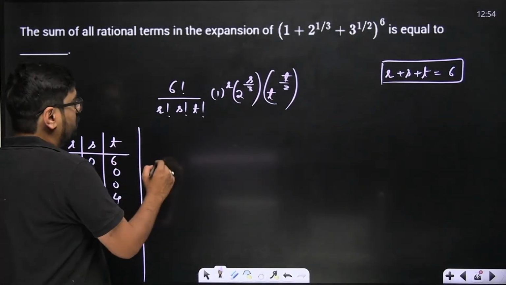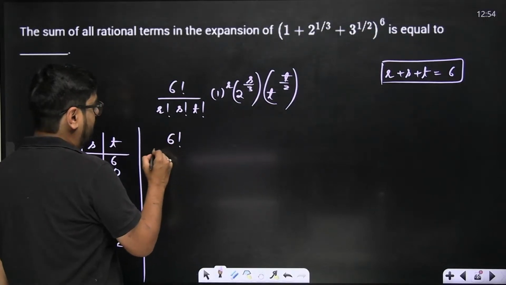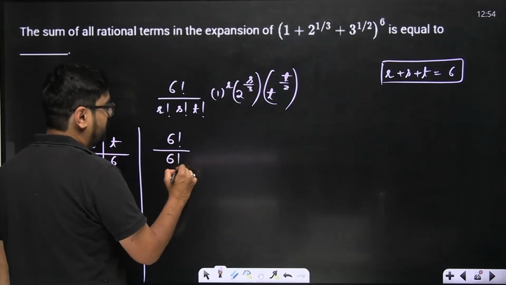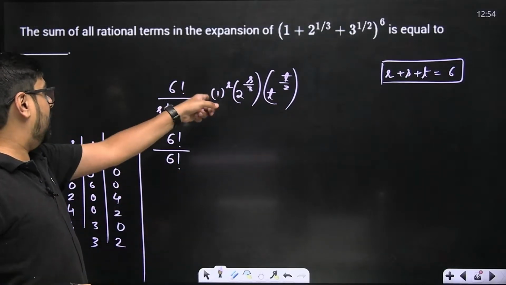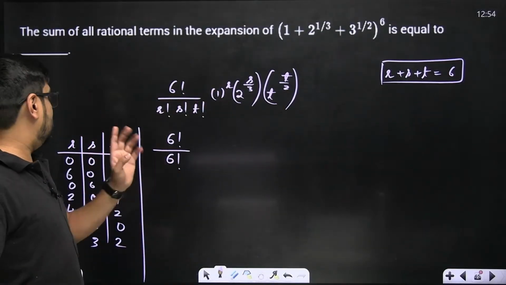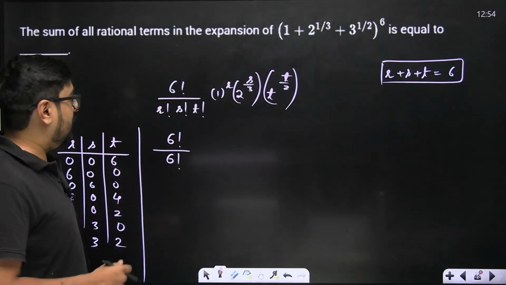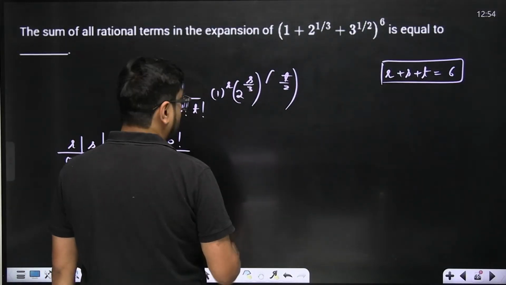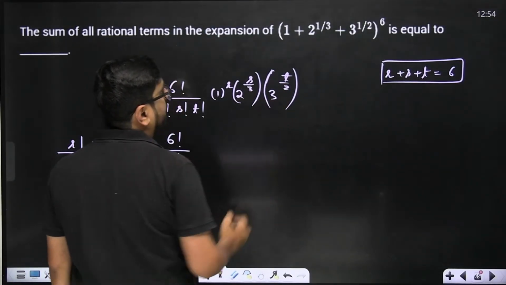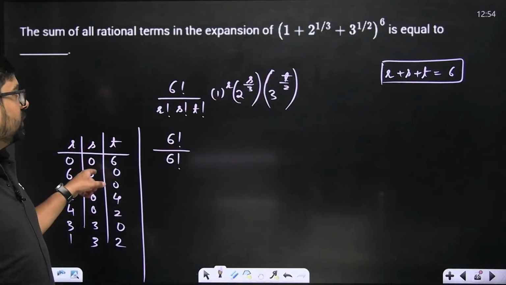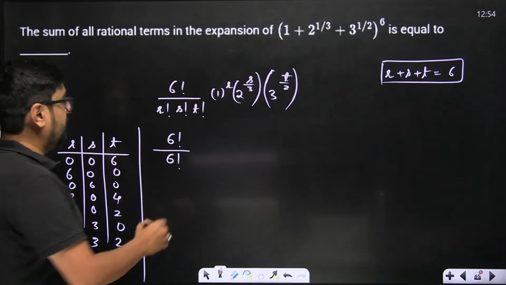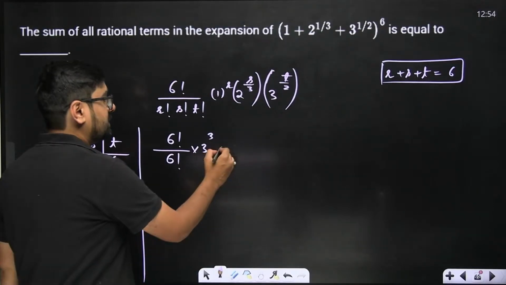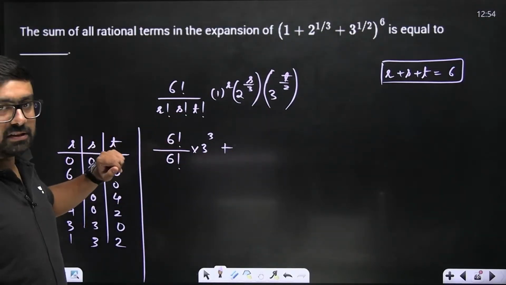So for (0, 0, 6), for example, 6 factorial divided by 6 factorial. R is 0, S is 0, only T is 6. Multiplied with 1 to the power 0, 2 to the power 0, and 3 to the power t by 2. 3 to the power 6 by 2 means 3 to the power 3. So this is multiplied with 3 to the power 3. That's it. This will be one rational term.